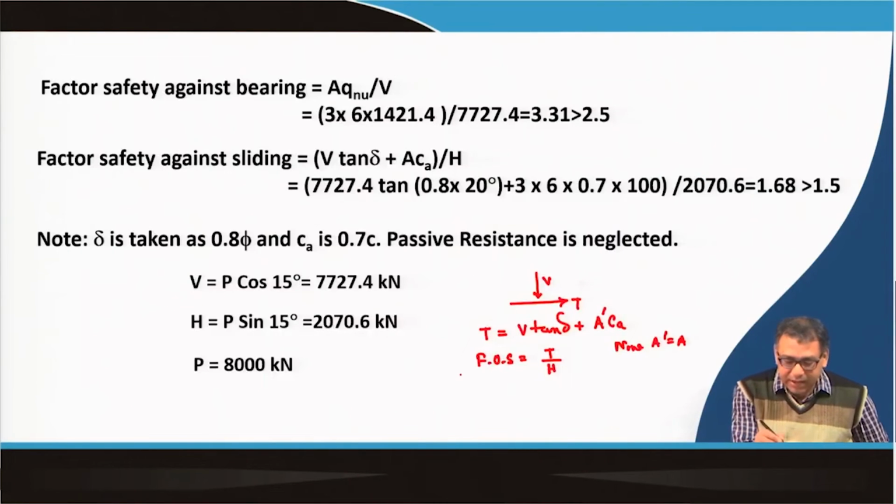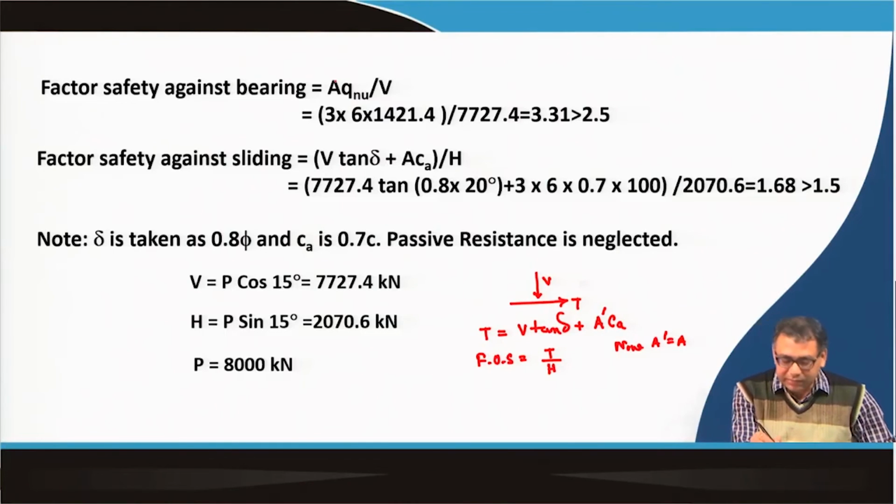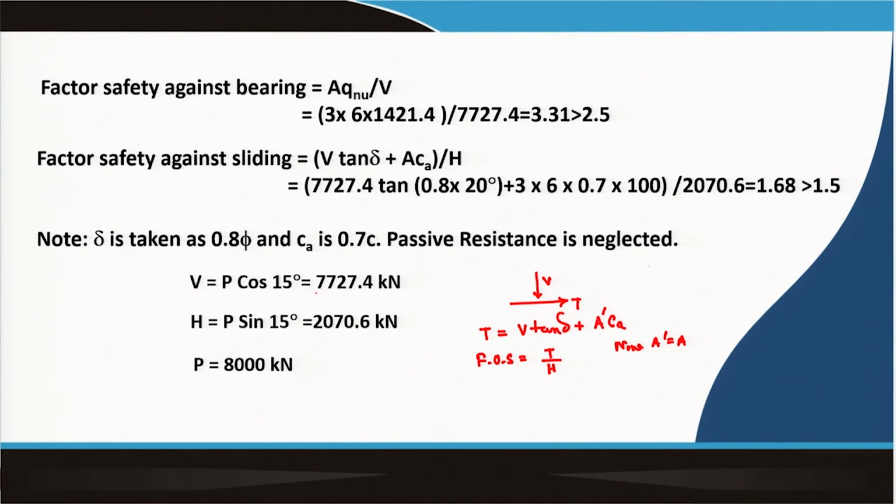Now, if I multiply with the area, in the case of eccentric footing the effective area, then I will get the total load carrying capacity of the soil. So, that is the total vertical load carrying capacity of the soil. Now, if I divide it by the vertical component of the load. So, how can I get the vertical component?